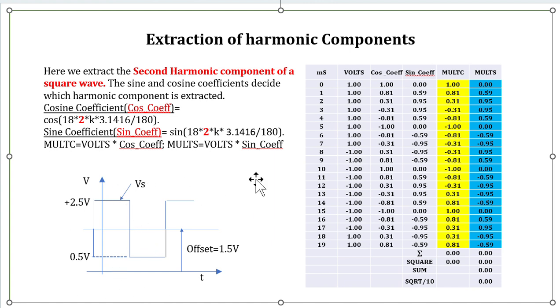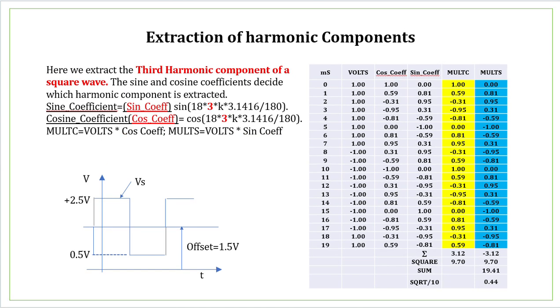What we have done, we have maintained the hardware that we had to start with. Let us go to next. Next is third harmonic. Now it should be non-zero. So we perform the same thing again, volts and multiplied by cos coefficient. So mult C, similarly mult S. And we go right up to the end, up to this. Then perform the summation here and here. Then square these values. Then add this and this value. You get this. Take square root and divide by 10. You get this 0.44. If you remember, the first value was 1.24, which was the fundamental component.